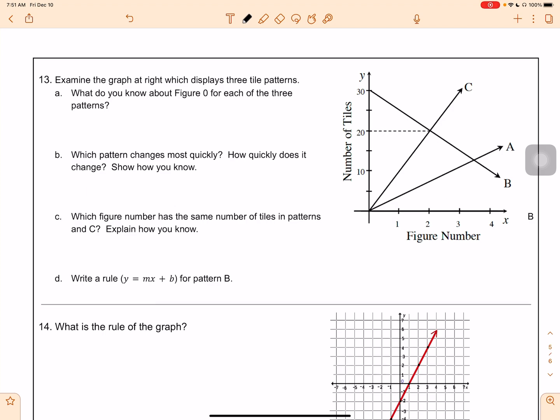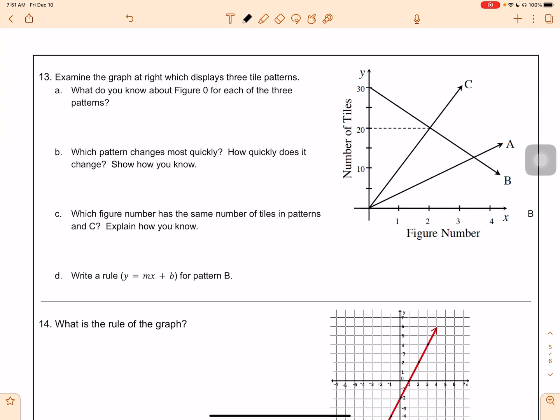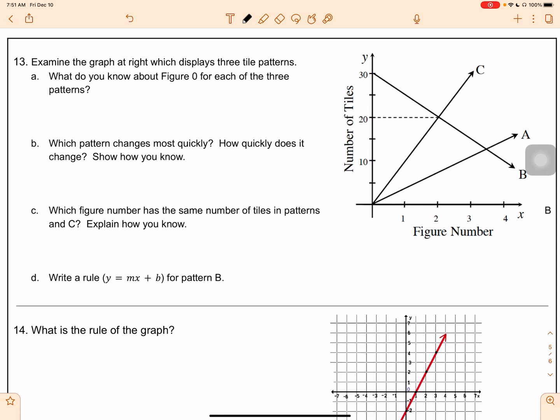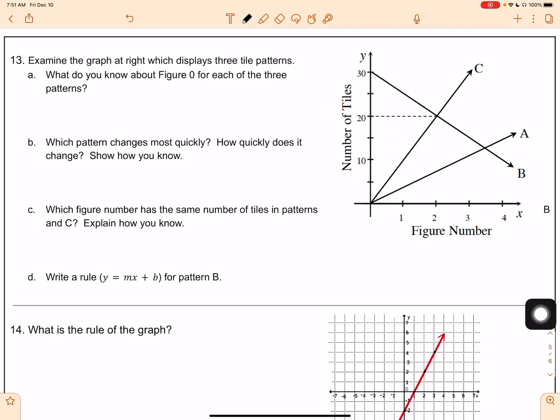All right, so this is a problem that some of you struggled with on a lesson in chapter 4, so I'm going to go over it here. It all has to do with slope, okay? So it says, examine the graph at the right, which displays 3 tile patterns. What do you know about figure 0 for each of the 3 patterns?